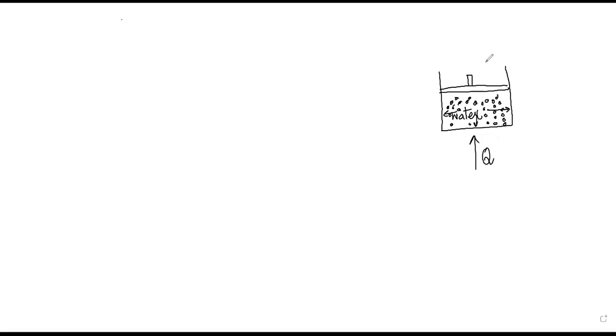When they get enough energy, they start pushing the piston and the piston starts moving up slightly and reaches here. Previously, the volume of the container was V1 because the piston was at that point, and now the volume becomes V2 because the position of the piston has changed.